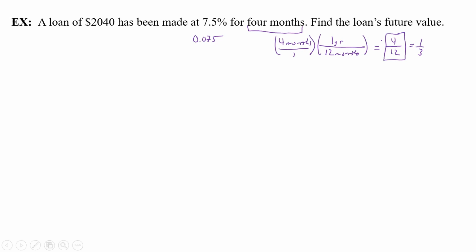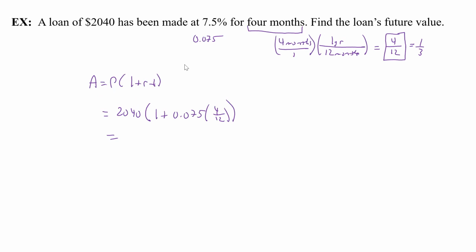Okay. So the loan's future value. Again, A is equal to P times (1 plus RT). Future value is going to be equal to 2040, the loan amount, times (1 plus 0.075 times, again, I'm going to use the 4 over 12). Now I'm going to plug all that into my calculator.